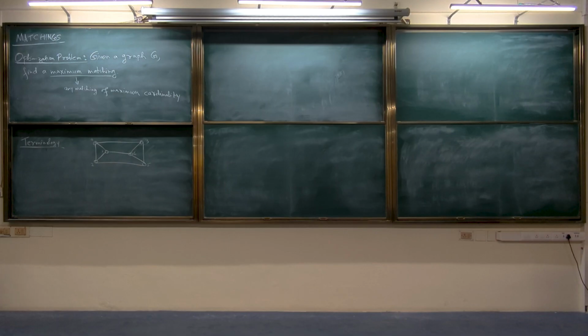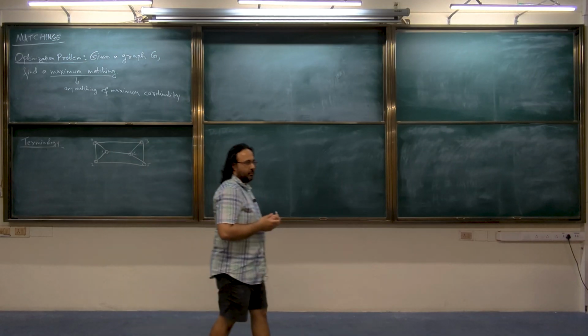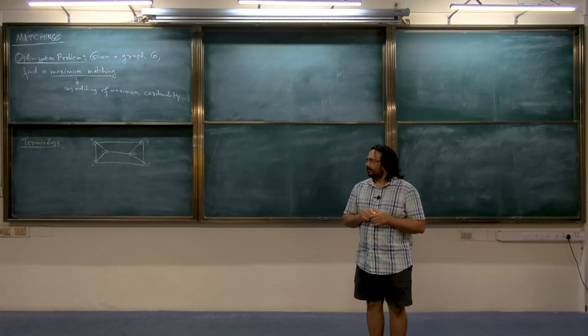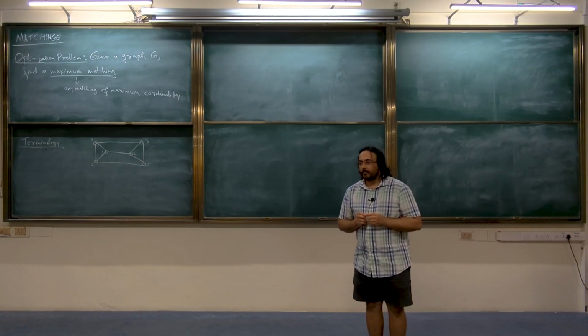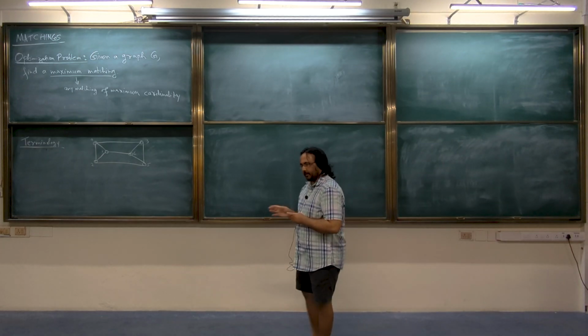So what would be the most naive way to try to find a maximum matching? Like if you had no idea about the difficulty of the problem, what would be the most naive thing you would try to do? Yeah, enumerate all subsets of edges, check if it's a matching. Enumerate all subsets and check for each subset whether it is a matching or not.